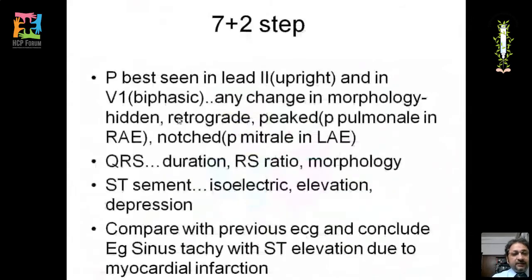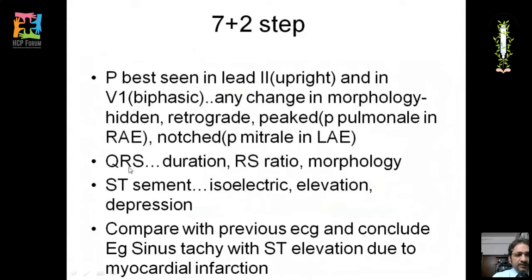The next step is to see the morphology. The P wave morphology is seen best in lead 2. Here it should be upright, and in V1 it is biphasic. So you have to note any kind of change in the morphology, whether the P wave is hidden, whether it is retrograde, whether it is peaked. Peaked P wave you find in right atrial enlargement, like P pulmonale, and in left atrial enlargement you can get a notched P wave, that is P mitrale.